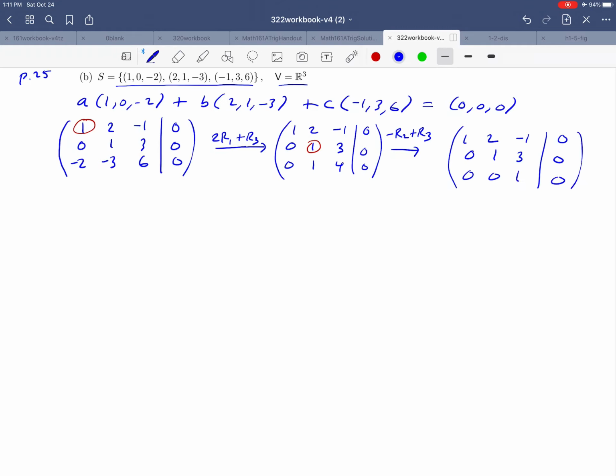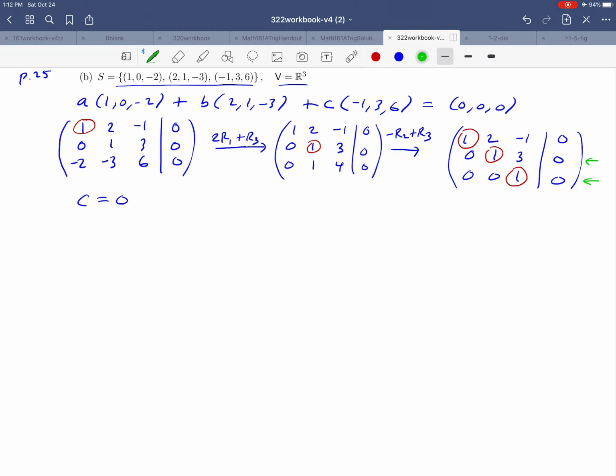The question is, what are the solutions to this system? Well, let's start by circling our pivot positions: the first non-zero entry in each row. And what would happen if we solved this system? If we start with the very last equation and read that off, that tells us that C is equal to 0.